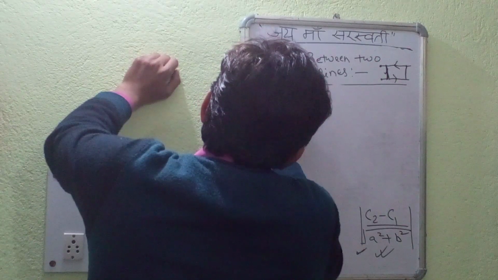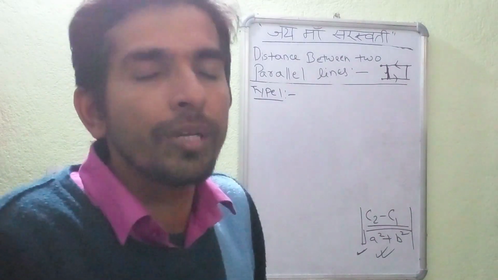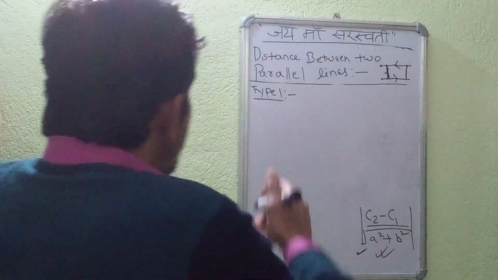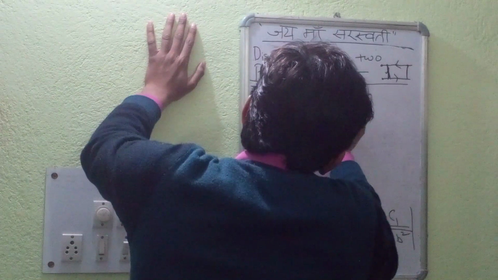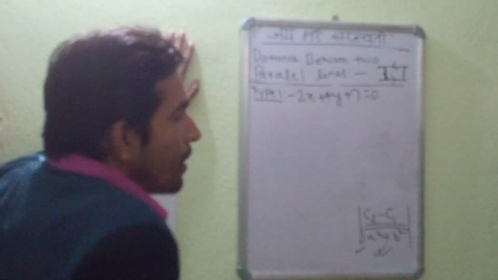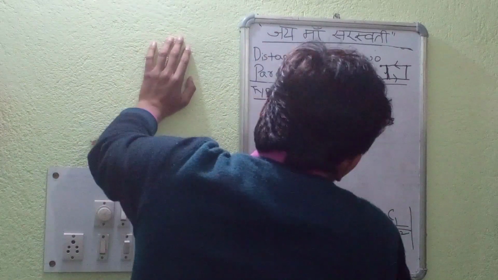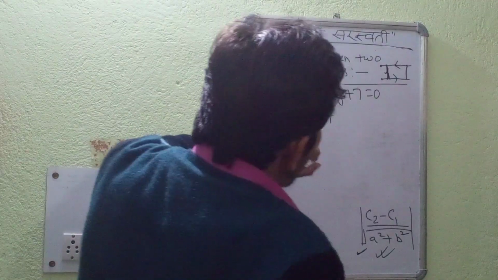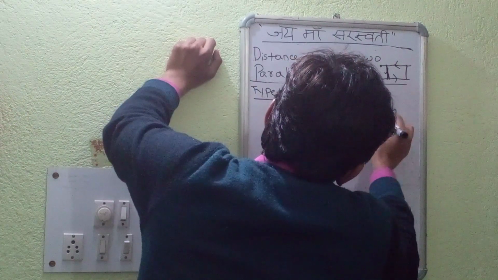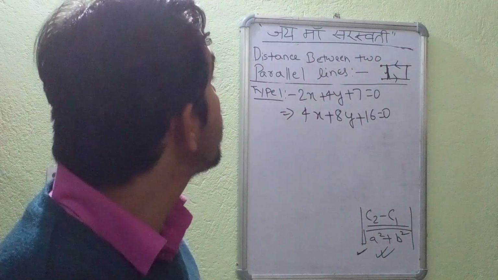Type 1. In the type 1 question, there will be a direct question with two parallel lines, and we have to calculate the distance between them. Suppose the first is 2x + 4y + 7 = 0, and the second is 4x + 8y + 16 = 0. Suppose we have to calculate the distance in this question.